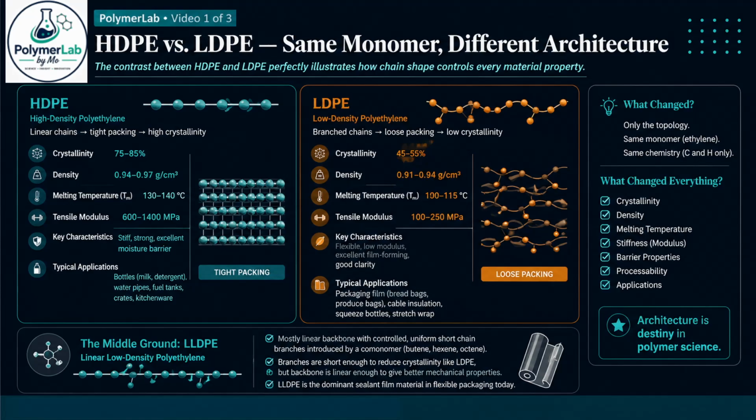There is also a middle ground called LLDPE, linear low density polyethylene, a mostly linear backbone with controlled uniform short chain branches introduced by a comonomer, butene, hexene, or octene. The branches are short enough to reduce crystallinity like LDPE, but the backbone is linear enough to give better mechanical properties. LLDPE is the dominant sealant film material in flexible packaging today.